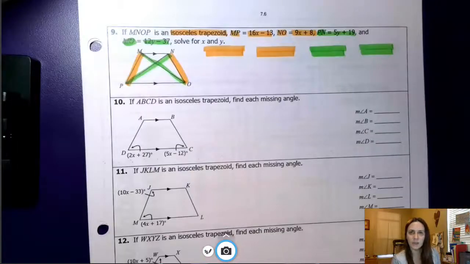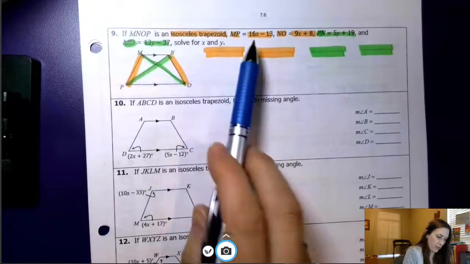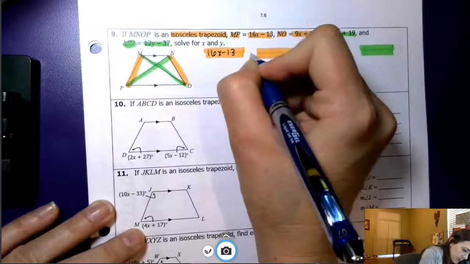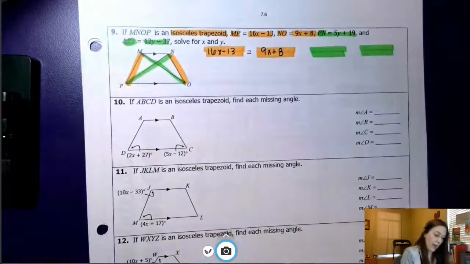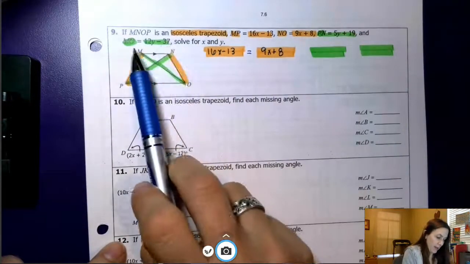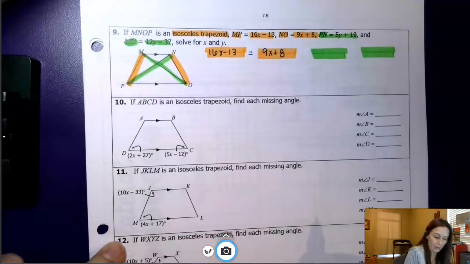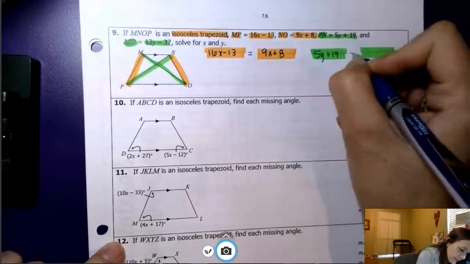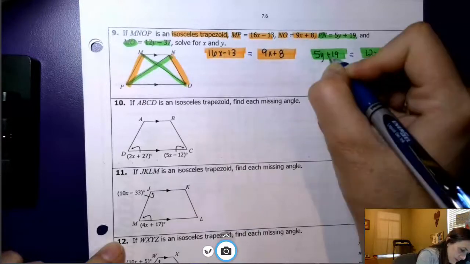The next page, immediately reading this, we should notice isosceles trapezoid is important, which means these two sides, MP and NO, are going to be congruent. So I can set up 16x minus 13, set it equal to 9x plus 8. I also know that PN and MO, I know the values, and if I look, those are the diagonals. The diagonals have to be congruent. So we can set 5y plus 19 equals to 12y minus 37.